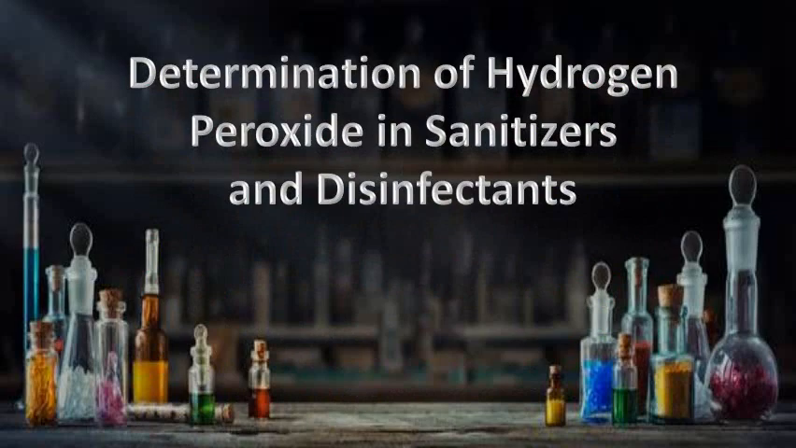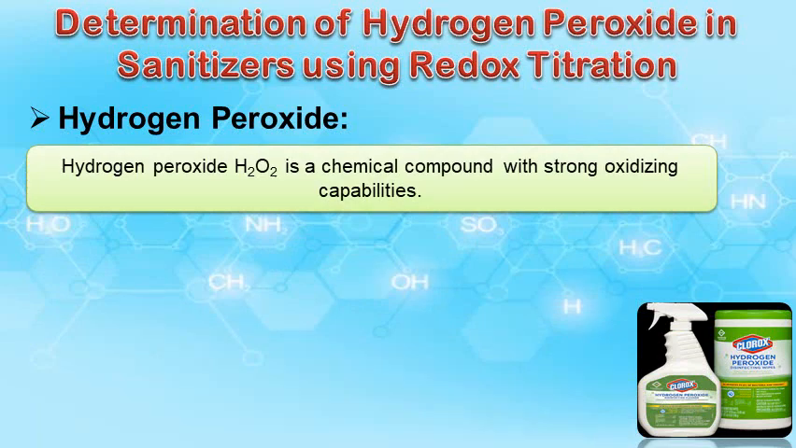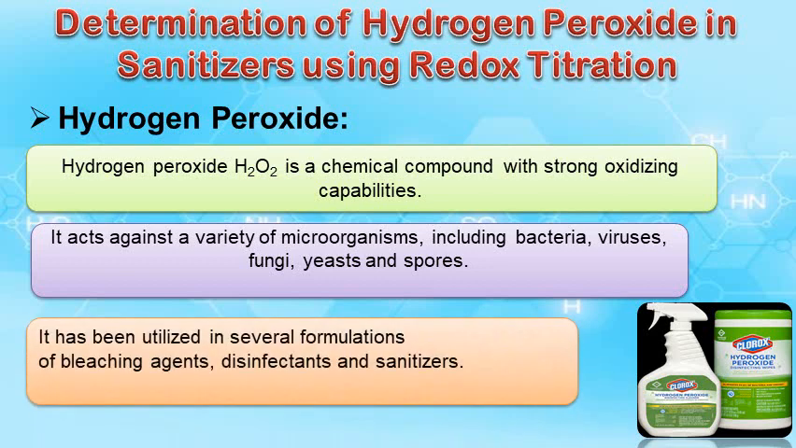Determination of hydrogen peroxide in sanitizers and disinfectants. So it is basically the redox titration which is used for the determination of hydrogen peroxide content in sanitizers and disinfectants. Hydrogen peroxide is a chemical compound with strong oxidizing capabilities. It acts against a variety of microorganisms including bacteria, viruses, fungi, yeast, spores. It has been utilized in several formulations of bleaching agents, disinfectants and sanitizers.